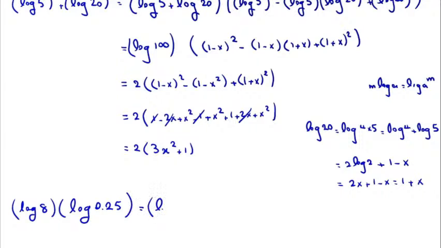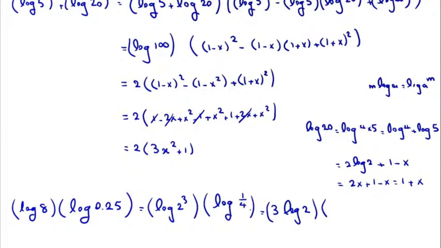Okay, log 8 is log 2 cubed. Log 0.25 is 1 over 4. So the first one is 3 log 2. The next one, because it is 2 to the power of negative 2, will be negative 2 log 2. And it will be 3 log 2, it is x, negative 2x. It will be negative 6x squared.